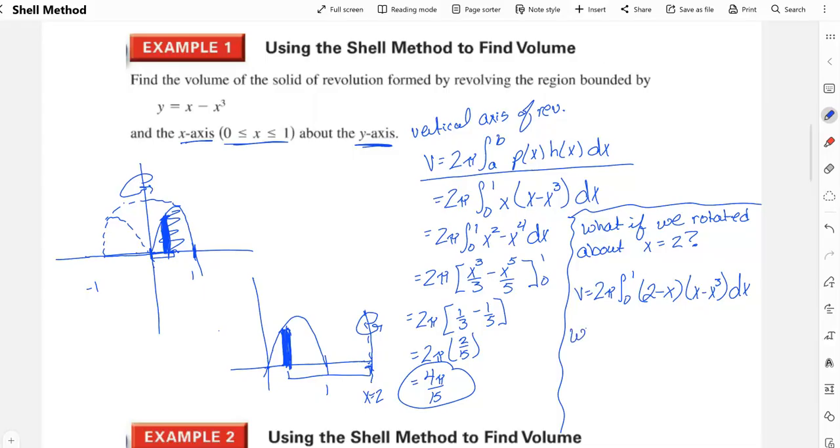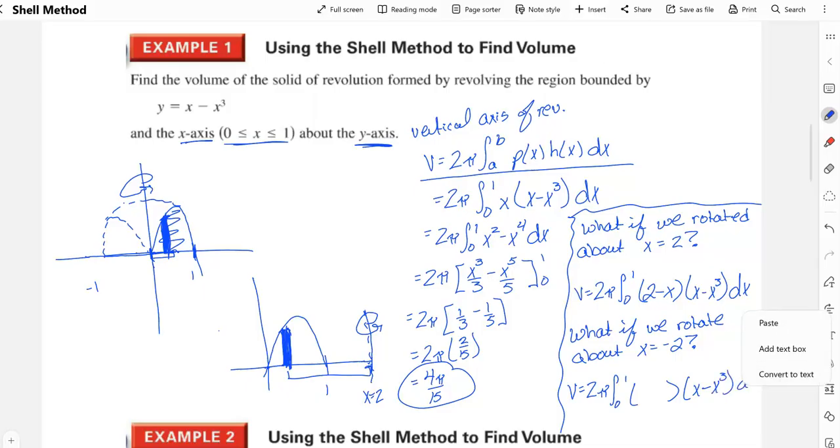Okay, well, what if we change the scenario again? What if we rotate about x equals negative 2? How does that change what my setup looks like? And that's what I'm really concerned about. So everything is going to remain the same except that p of x value.